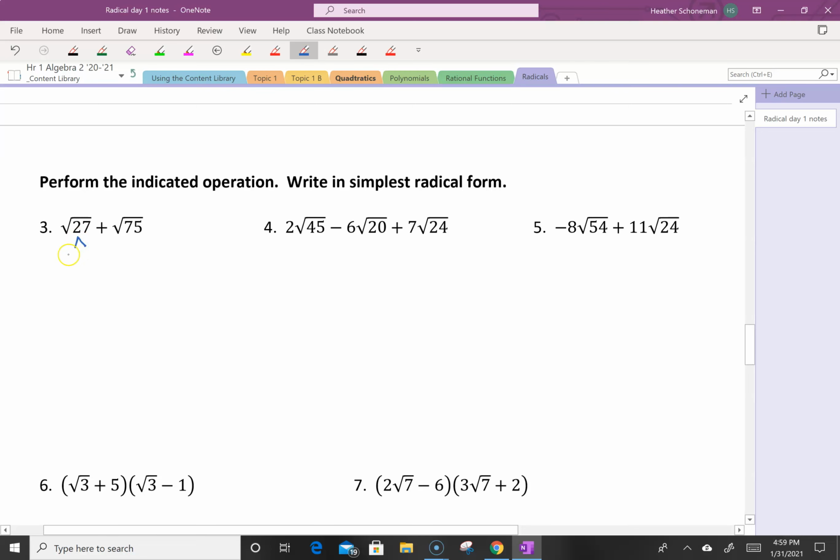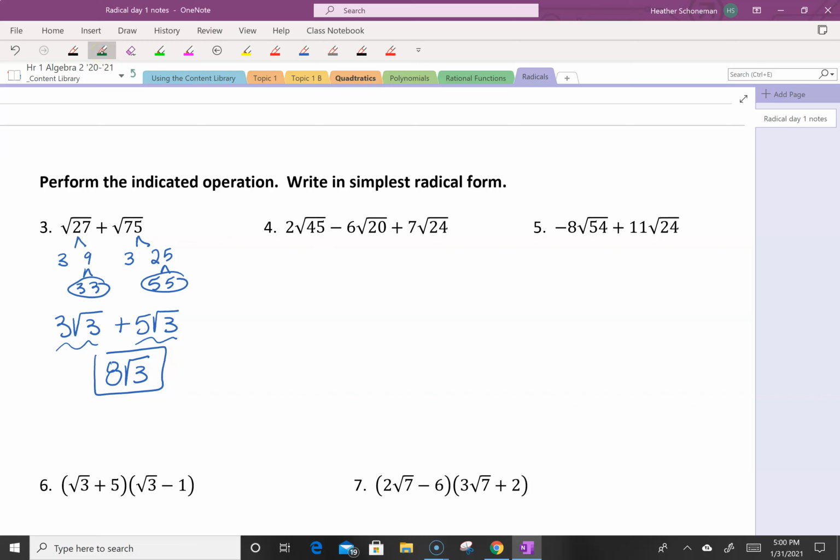Okay, so 27 would be 3 and 9 and 3 and 3, so this would be 3 square root 3. 75 would be 3 and 25 and 5 and 5, so this would be 5 square root 3. Now that they both have the same number under the radical, now I can combine them, so 3 plus 5 is 8, and I'm going to get 8 square root 3.